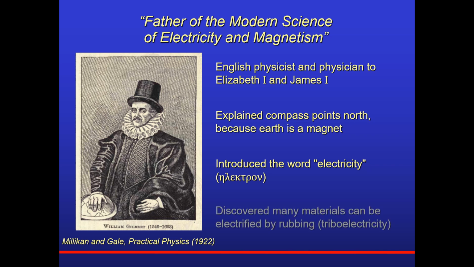What he found was that many different materials can be electrified. That is, they can become charged when you rub them together. It doesn't work if you rub a material against itself. You must rub two different materials together. When you do this, one of them becomes positively charged, the other becomes negatively charged. This is called triboelectricity. Tribo is from the Greek word, which is to rub or friction. It's the electricity that comes from rubbing things together.